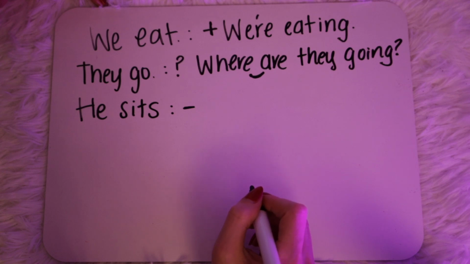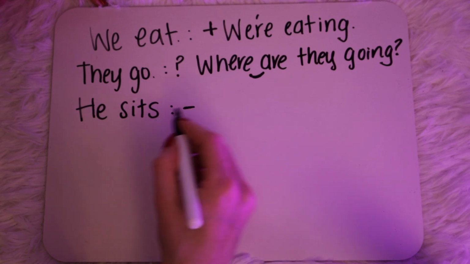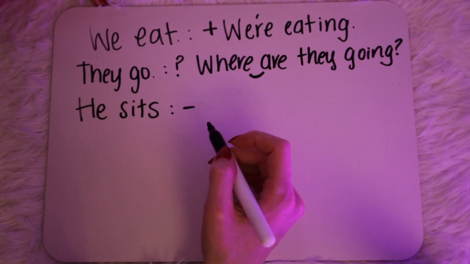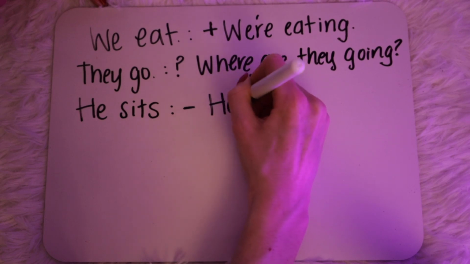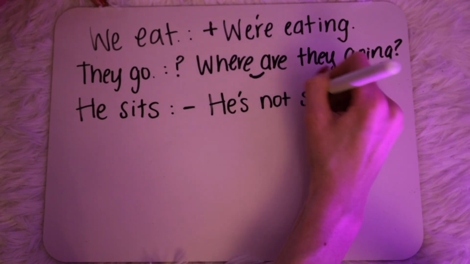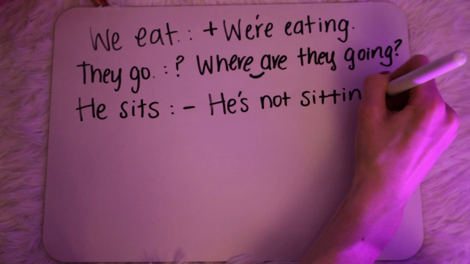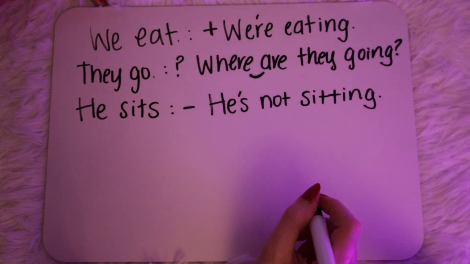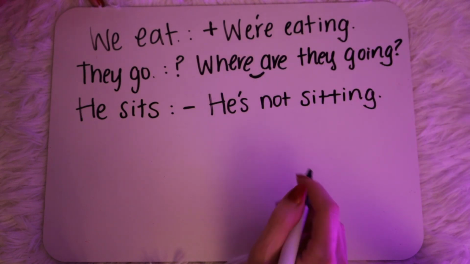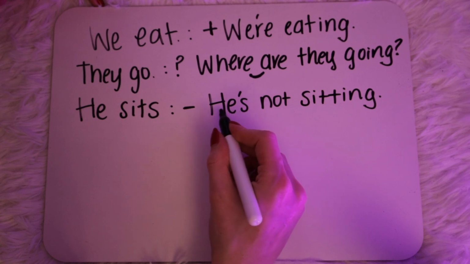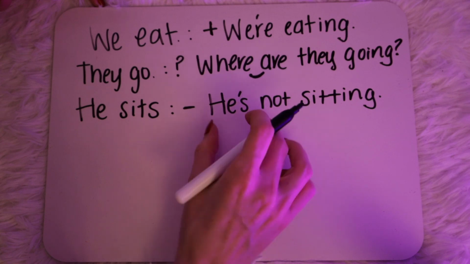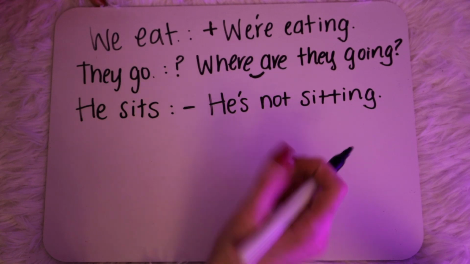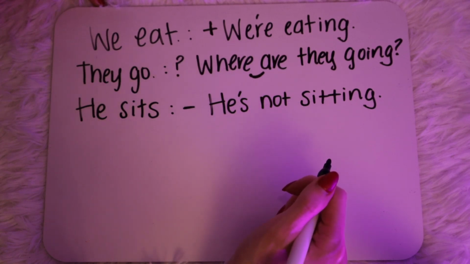He sits. He sits. Can you make this a negative sentence in the present continuous? He's not sitting. He's not sitting. Excellent job. Remember that if this were uncontracted, it would be he is not sitting, but we can smush he is into he's. He's not sitting.